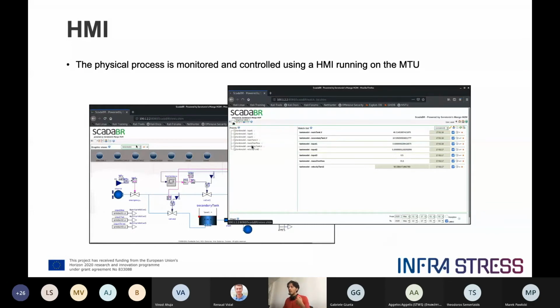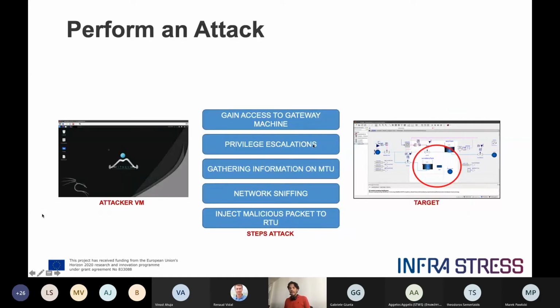So you will see the HMI from the demonstration. You will see how we will get access to the HMI and from where we can monitor the situation of the different units, for example, the tank, the status of valves, and so on. And then you will see the execution of the attack.